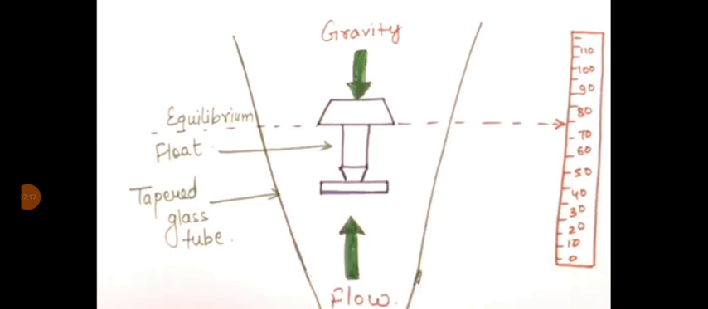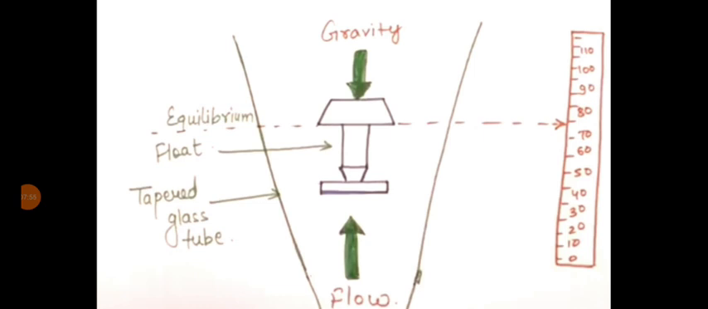So whenever the fluid passes through the pipe, as a liquid or gas passes through the tube, the flow causes the float to rise. Initially the float shows the reading 0. When the liquid or gas passes through the tube, the float will be rising. Due to the upward force or buoyancy force, the float will be moving in the upward direction.